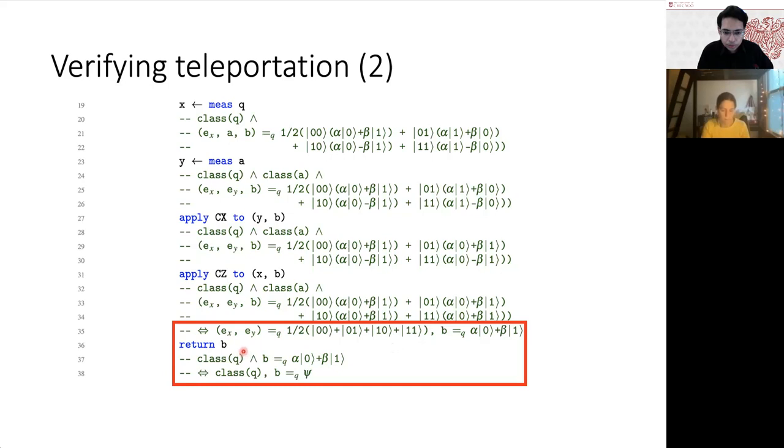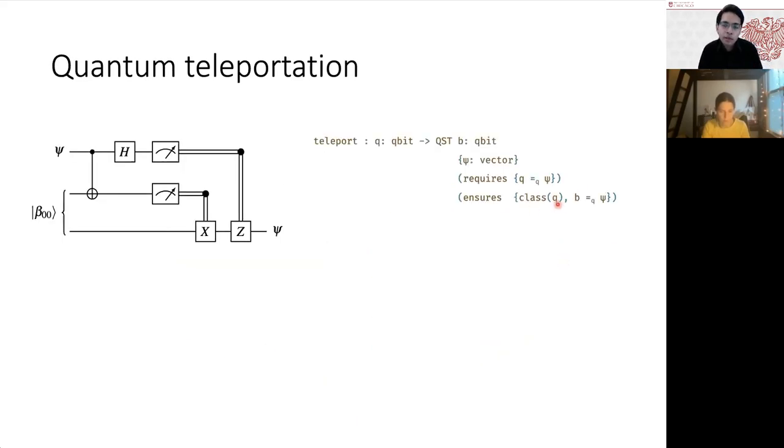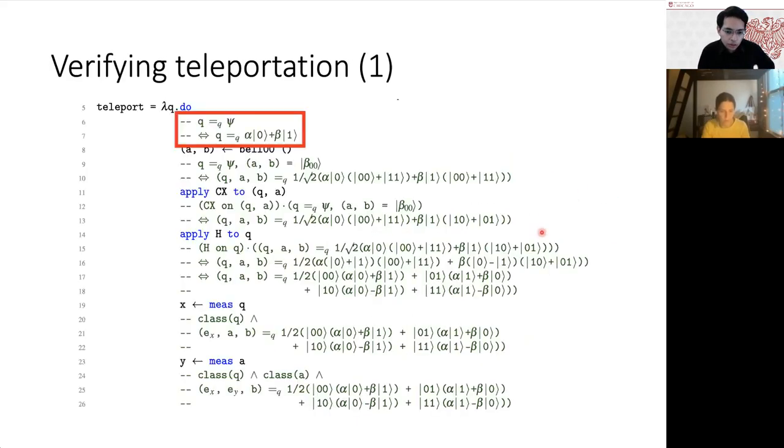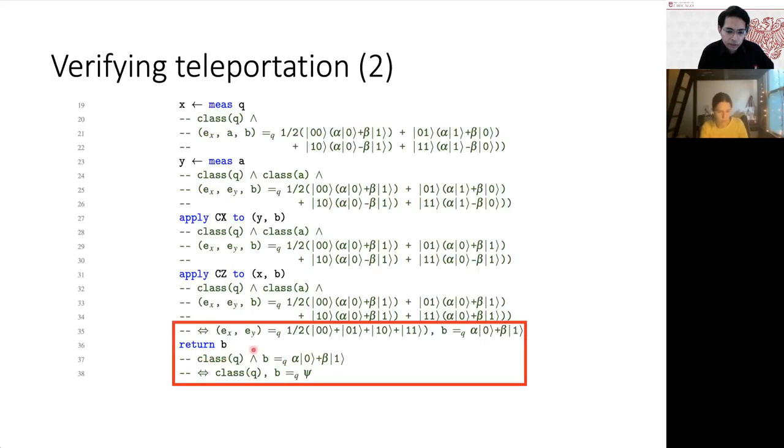So now we had more assertions here. We had class A, but the postcondition in the actual original program doesn't say anything about A. So we can weaken the strongest postcondition obtained here to the one we are seeing at this line, that includes only class Q and B equal to a certain state. So this demonstrates how reasoning follows in the system.